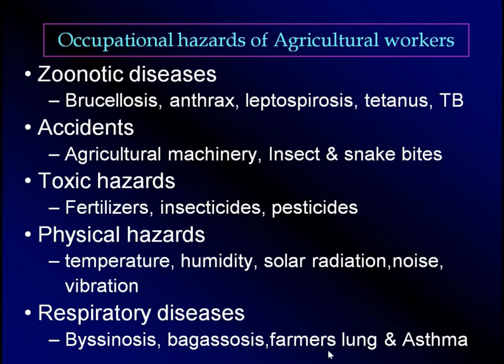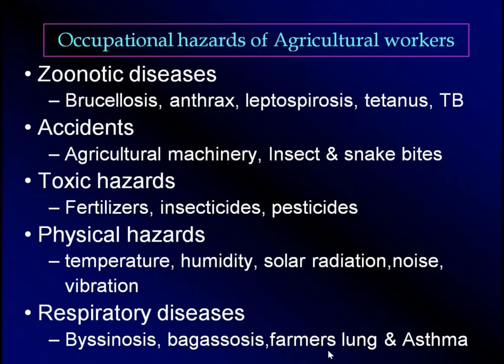Next is toxic hazards. Toxic hazards are because of the use of chemicals like fertilizers, insecticides, and pesticides. Next is physical hazards. This means that farmers or agriculturists work in very hot temperatures and humidity, and frequently get exposed to solar radiation and excessive noise or vibration. Those come under physical hazards. Next is respiratory diseases, meaning pneumoconiosis.